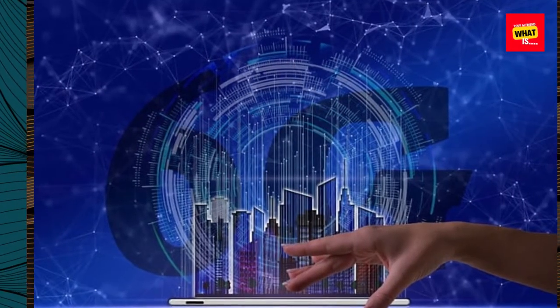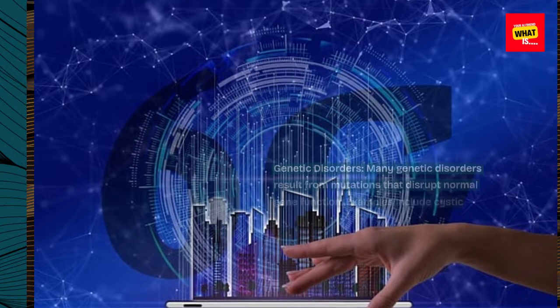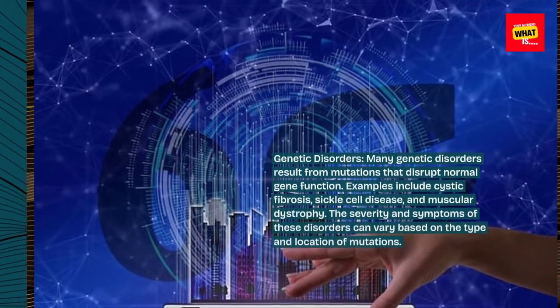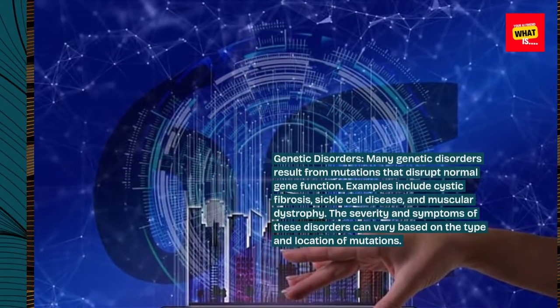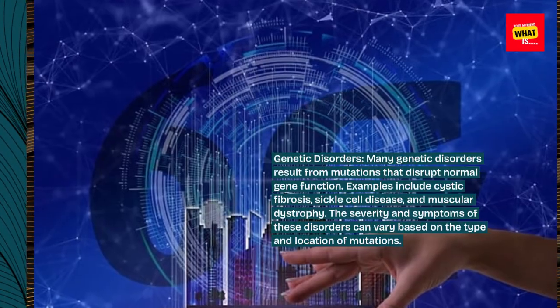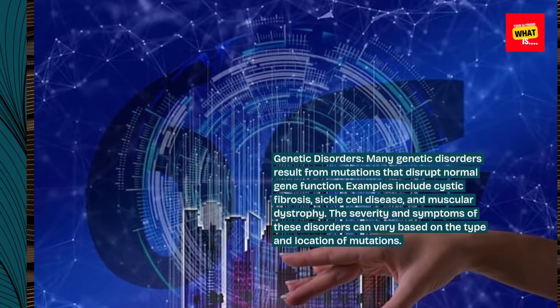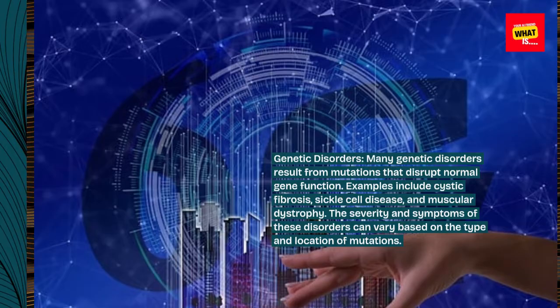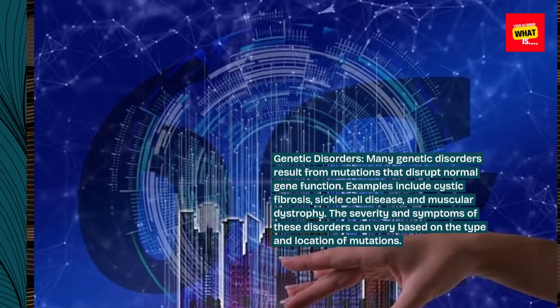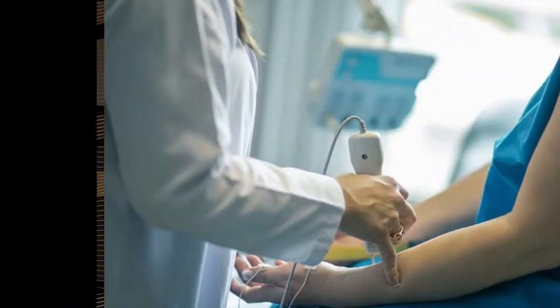Genetic disorders. Many genetic disorders result from mutations that disrupt normal gene function. Examples include cystic fibrosis, sickle cell disease, and muscular dystrophy. The severity and symptoms of these disorders can vary based on the type and location of mutations.